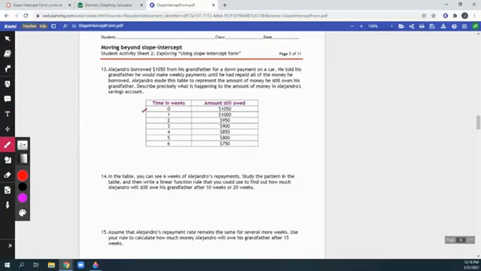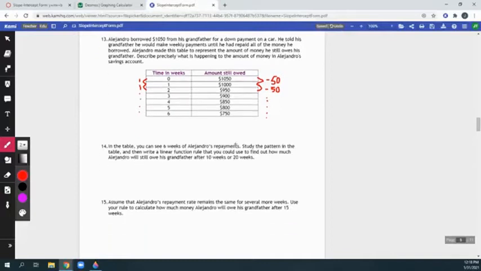So we're counting weeks in ones, 1, 1, 1, 1. That's what we can expect. And every week he pays a certain amount. And that's what he said, weekly payments. Great. What's happening to the amount of money he owes? It goes down by 50. And it goes down by another 50. It just keeps going down by 50s, doesn't it? Okay, it's good to check. 50, 50, 50, 50, 50. But I'm not going to write it because it takes forever. So this is going up by 1s. That's going down by 50s. In the table, can you see week 6?